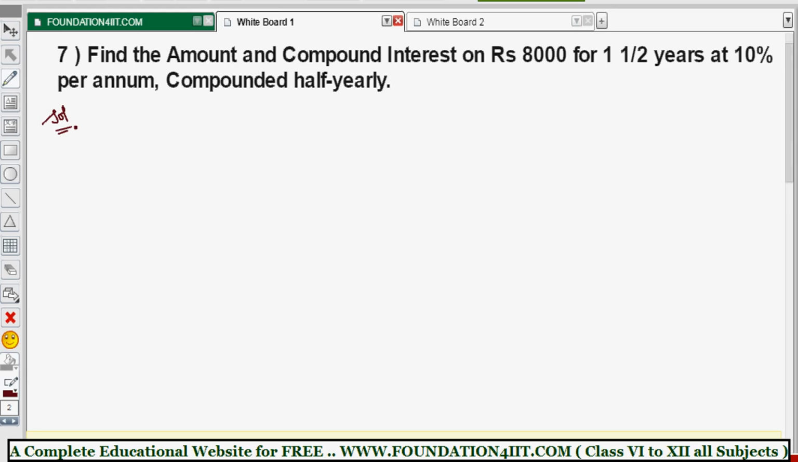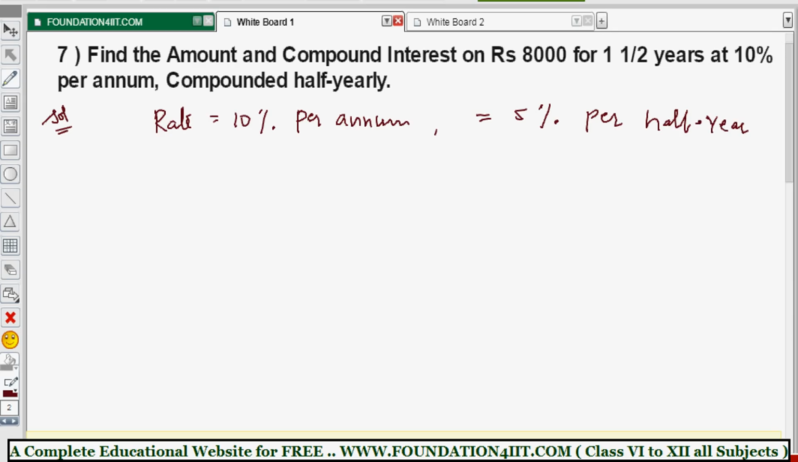According to this problem, the rate of interest is 10% per annum. If it is 10% per annum, it equals only 5% per half year. 10% for 12 months means only 5% for 6 months. So indirectly the rate of interest is now 5%.